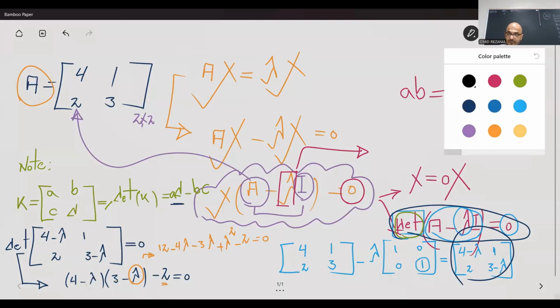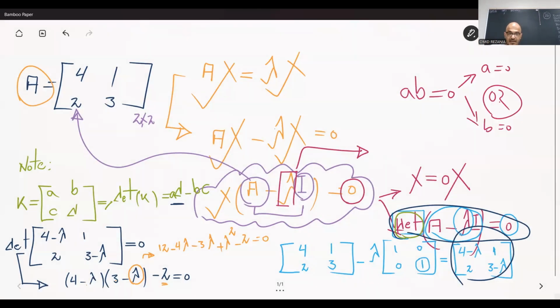Now, I'm going to simplify that further. I'm going to find the similar terms and simplify them. I have lambda squared.